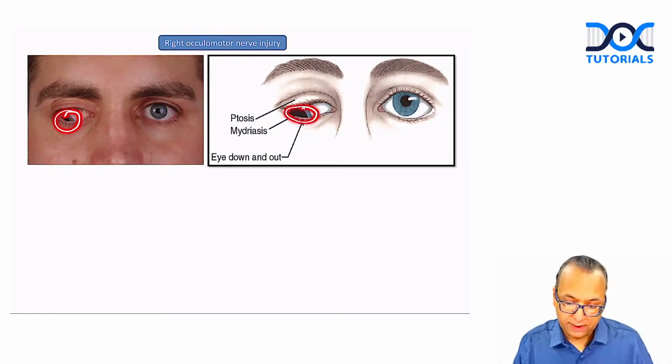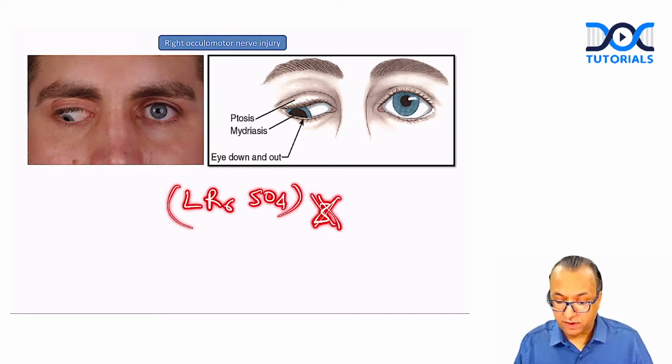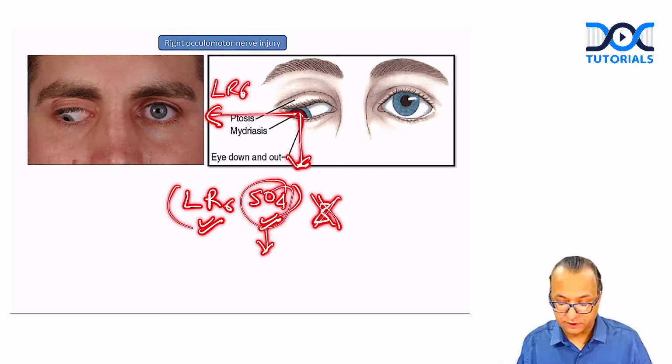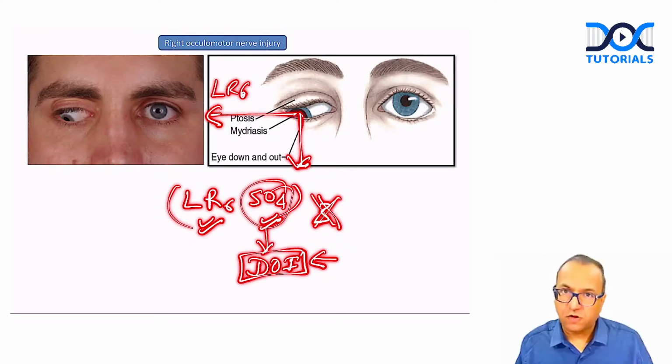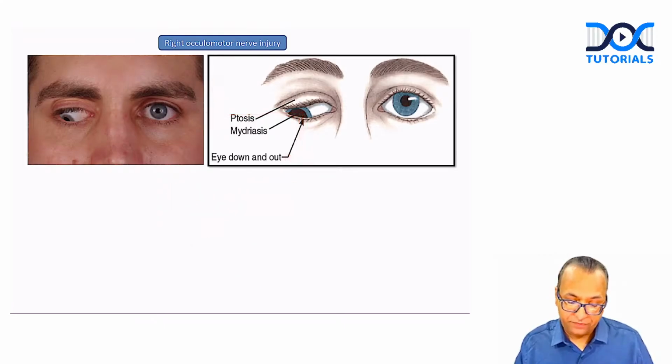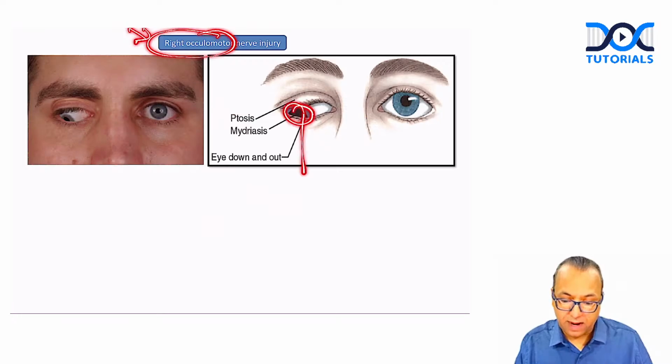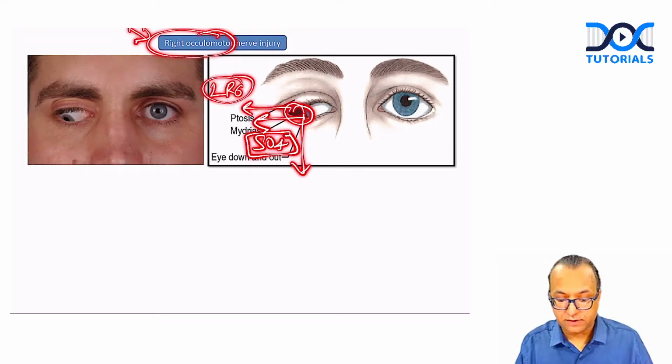Why is there a down and out eye? Because the formula is LR6SO4, remainder 3. If the third nerve is not working on the right side, the sixth nerve is working more, and the fourth nerve is working more. The sixth nerve takes the eye in abduction, LR6. And the superior oblique takes the eye down and out. The action of superior oblique is down and out, and it also does intorsion. Intorsion is the primary action, but it also takes the eye down and out. So if the third nerve on the right side is not working, the eye will go down and out because of the superior oblique supplied by the fourth nerve and the lateral rectus supplied by the sixth nerve. That is why the eye is down and out.